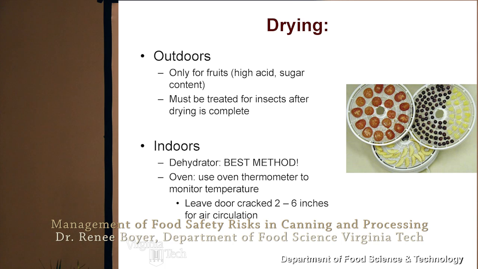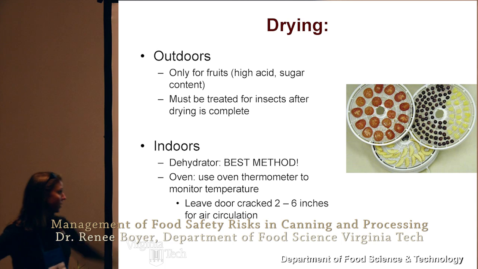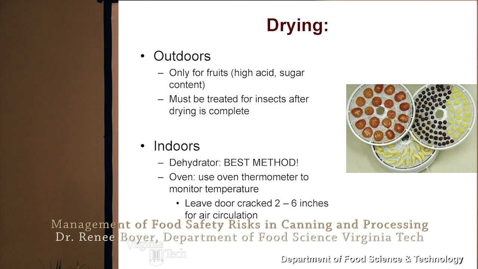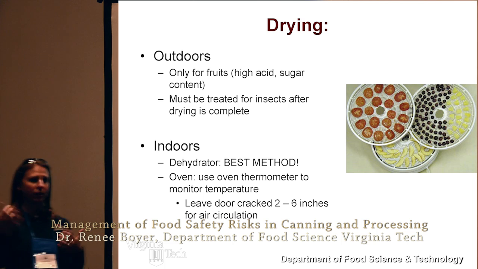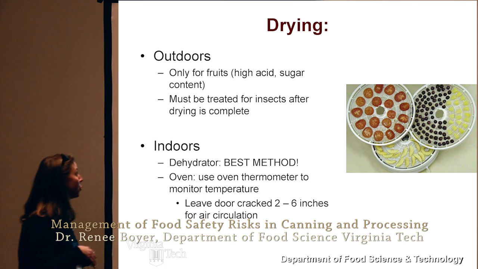Indoors, the best method is a dehydrator, a commercially purchased dehydrator. You can also use an oven, and you prop the oven open and crack it 2 to 6 inches, and a lot of times you can put a fan there to help with the circulation, or use a convection oven to keep the air circulating and moving. What temp? 140.